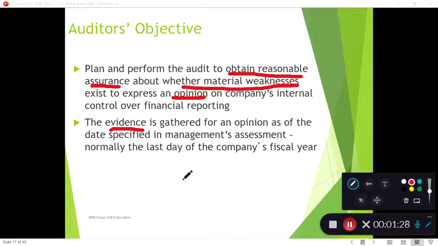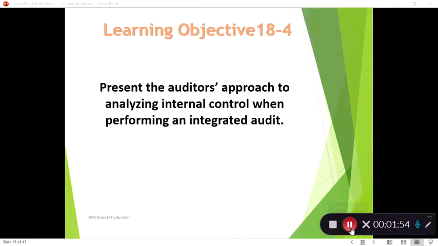The auditors collect evidence as of the date specified in management's assessment. It says here normally the last day of the company's fiscal year, but I've seen variation in that. But you are trying to match up with management's assessment of the internal control. Okay, and so that's their overall objective. Now let's see how they go about doing it. So the next learning objective is about their approach for analyzing internal control when doing an integrated audit.